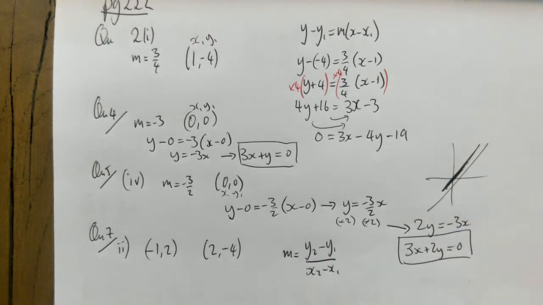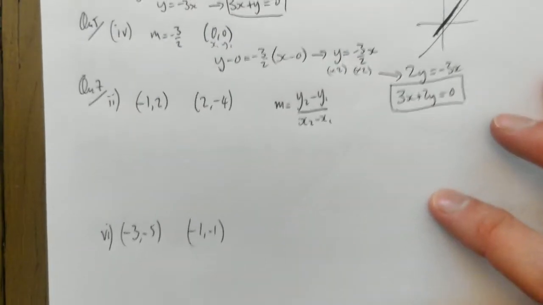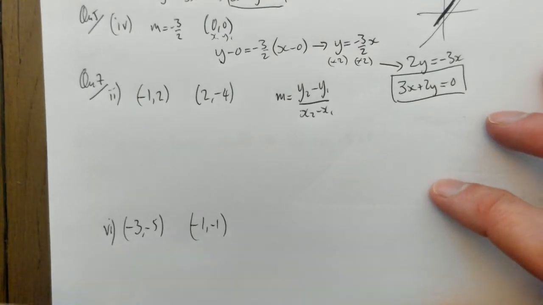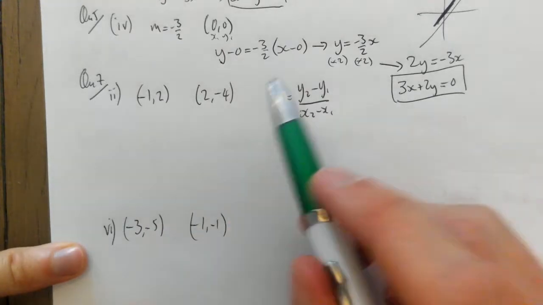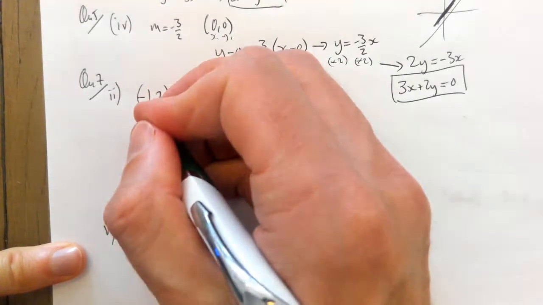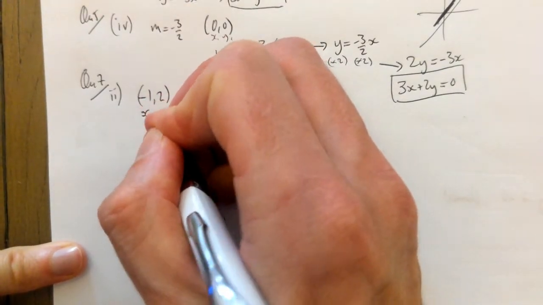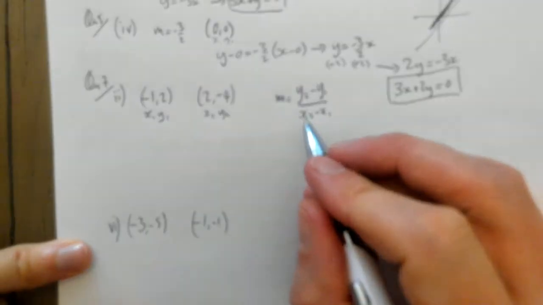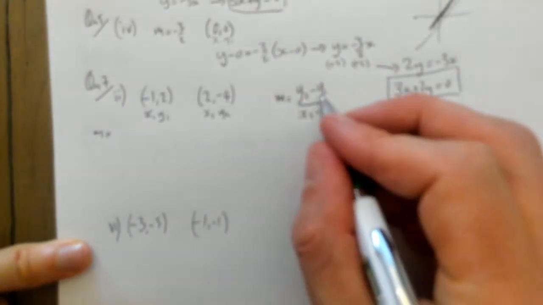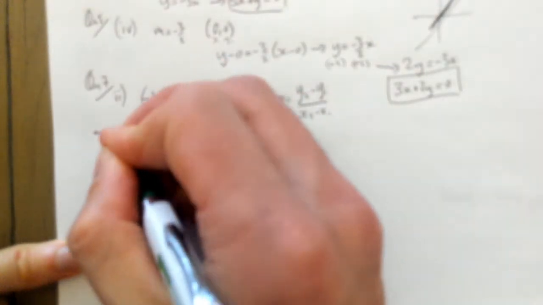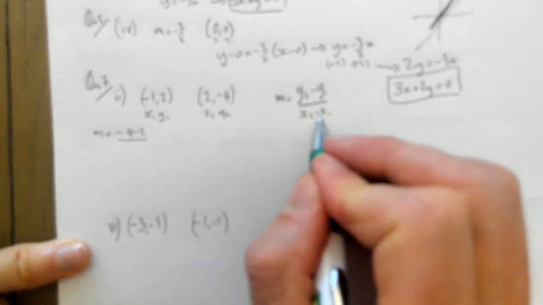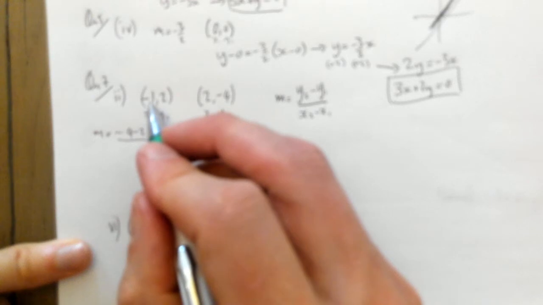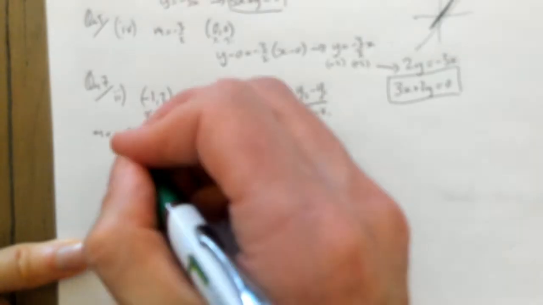Right, so this is question 7 then. It's the same thing, but we have an additional step. In the previous questions we were given the slope, now we've got to work out the slope first. So let's label them. This is the formula for the slope. m is equal to y2 take away y1, minus 4 minus 2, over x2 take away x1, 2 minus 1, which is 2 plus 1.